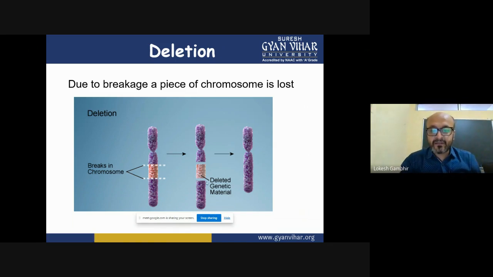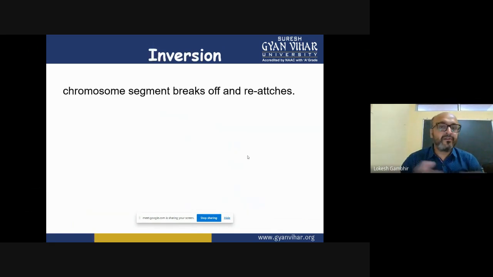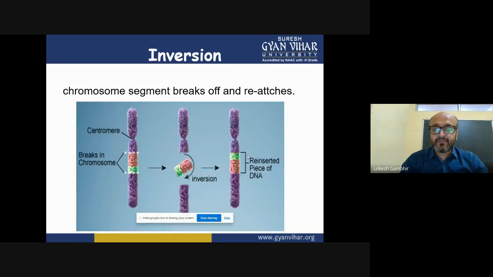If in this segment there are multiple genes that are responsible for certain functions, now the mutated organism will not have that function. So deletion leads to removal of genes, causing removal of the function or impairment. Then we are talking about inversion. Now what is happening in inversion?